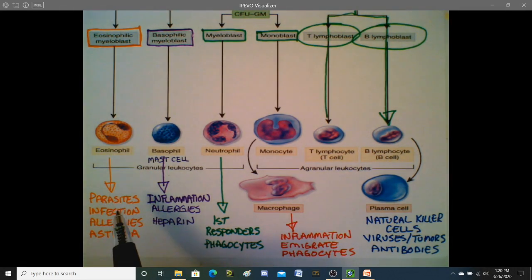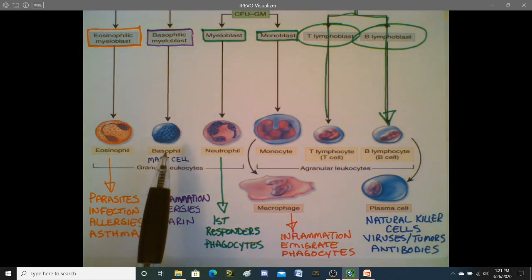But eosinophils are going to be combating parasites. So if you get a parasitic infection, like malaria, which is caused by a parasite, you're going to produce more eosinophils to fight off that parasitic infection. Eosinophils are also linked to allergies and asthma because when we have an allergy attack, we may mistake that allergen as a parasite. And if you mistake that as a parasite, then you produce a bunch of eosinophils that are going to cause that allergy.